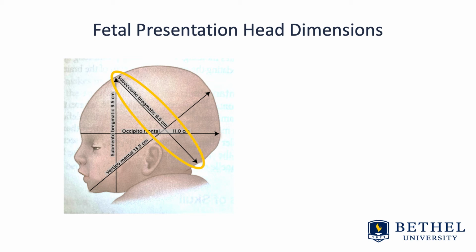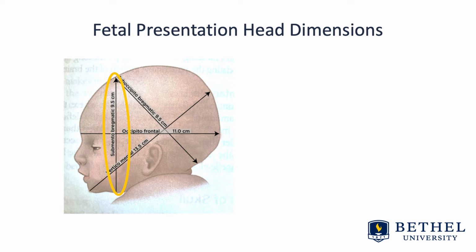The suboccipitobregmatic comes to about 9.5 centimeters in diameter. You'll notice that the submentobregmatic, meaning under the chin up to the bregma or the top of the baby's head, has the same diameter at 9.5 centimeters. That's actually a face presentation, so really extended. The actual diameter isn't so bad with a face presentation, but the reason we want a vertex presentation and not a face presentation, even though they are the same diameter, is because blood tends to rush to whatever part is presenting first.